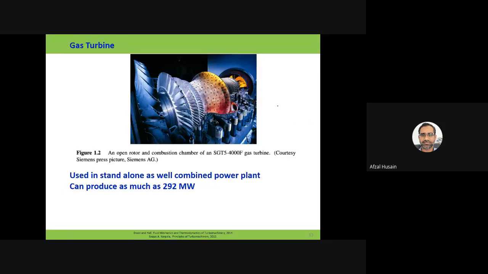And mostly steam turbines run in combination, like you can have the parallel combination or tandem combination, or sometimes the gas turbines can be connected with the steam turbines. Because the gas turbine works at a very high temperature, higher than the steam turbines, whatever is the exhaust of the gas turbines can be utilized to generate power for the steam turbines.